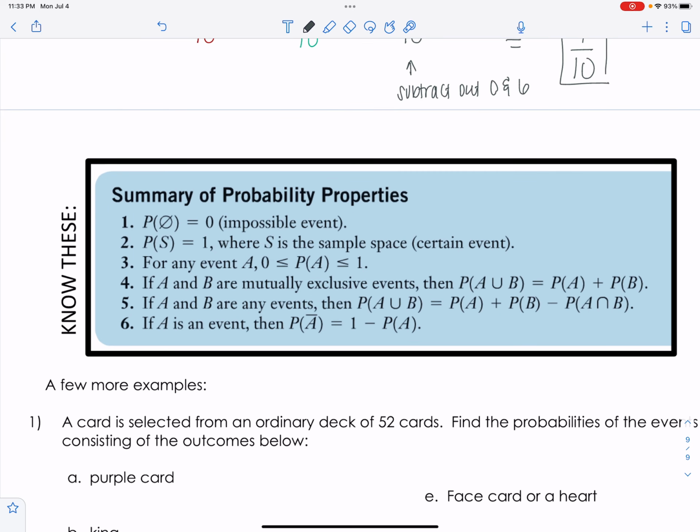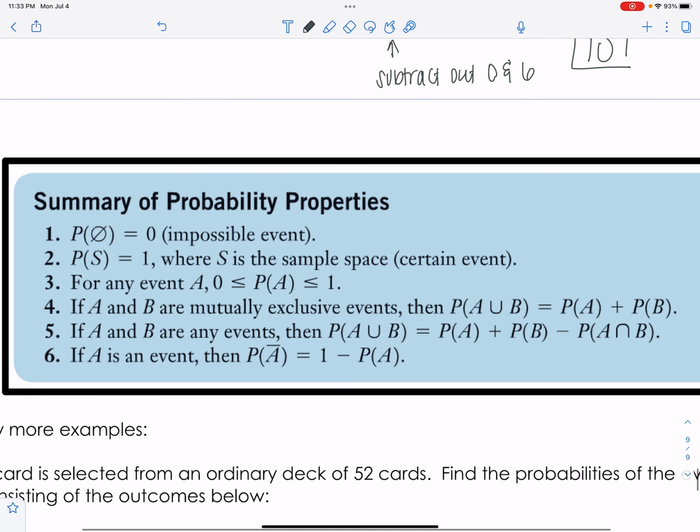Here's a summary of those probability theorems. You need to know them. This would be something great to put on your card. I do provide them for you on a formula sheet, but this also provides them for you in a nice, concise area.